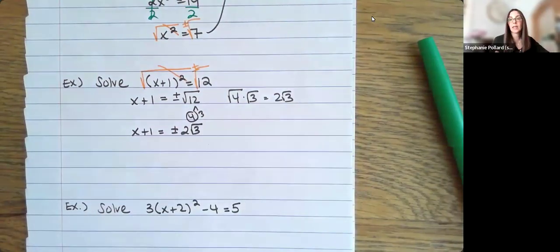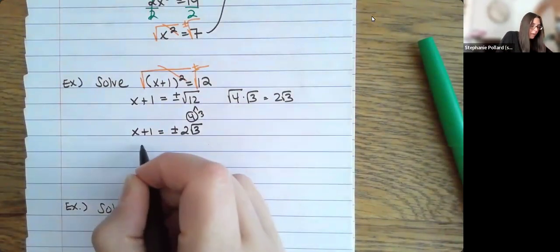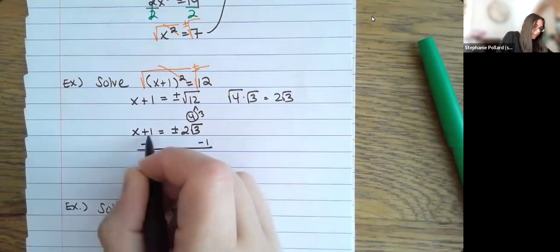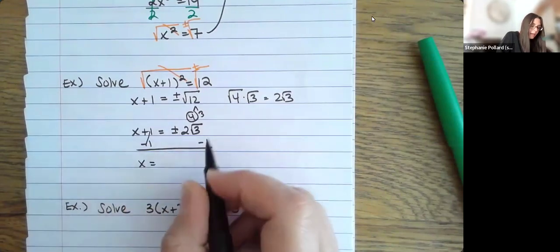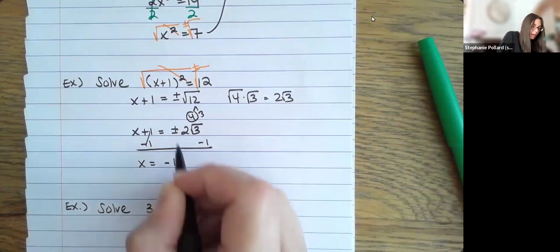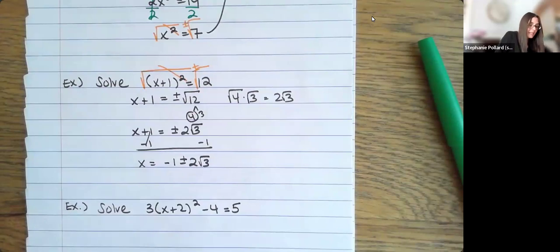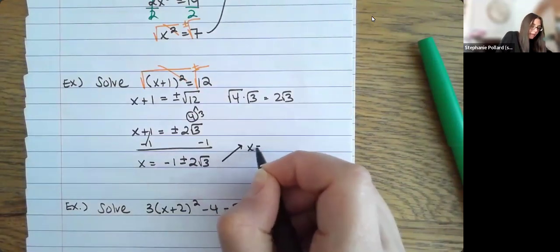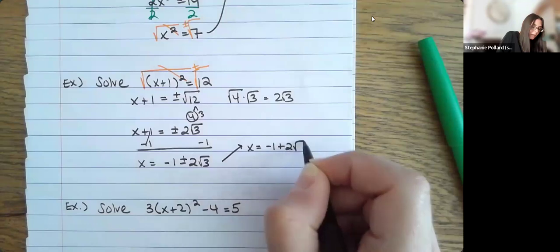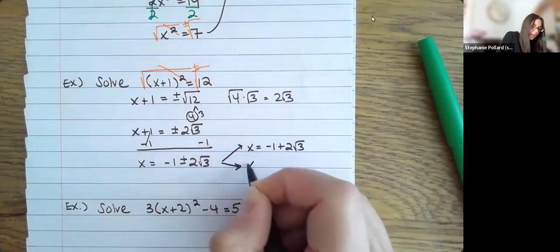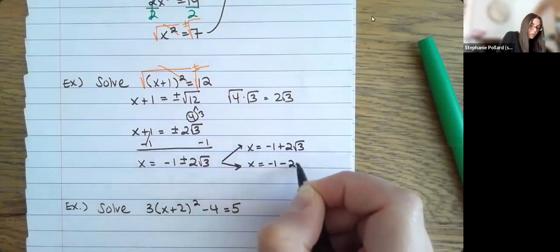And then I would still want to get the x by itself. So I would subtract 1 from both sides. So we often write the answer like this. I would probably put the -1 first, plus or minus 2 root 3. It does give you two answers though. So one answer is -1 plus 2 root 3. And then the other answer would be -1 minus 2 root 3.